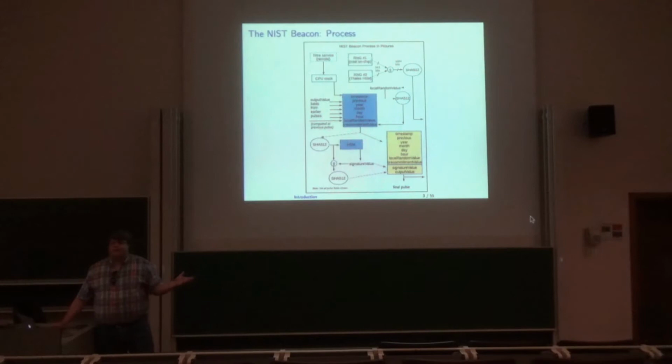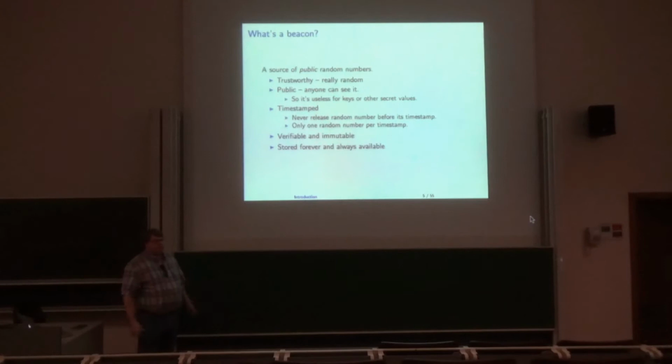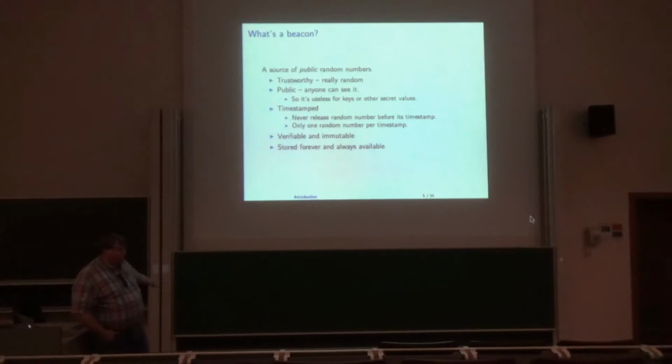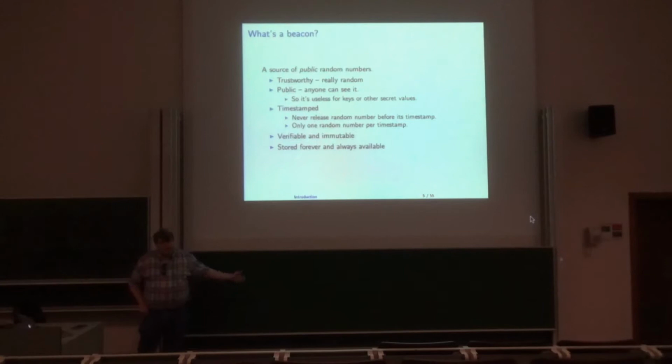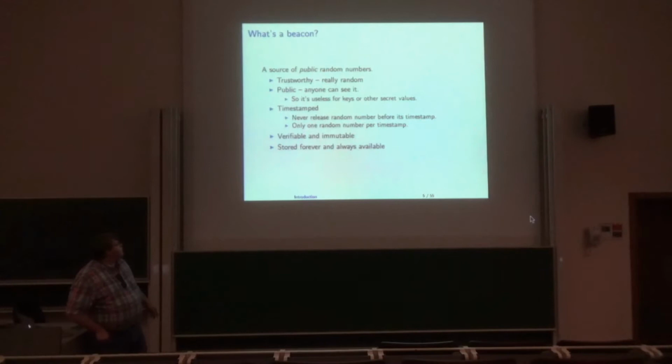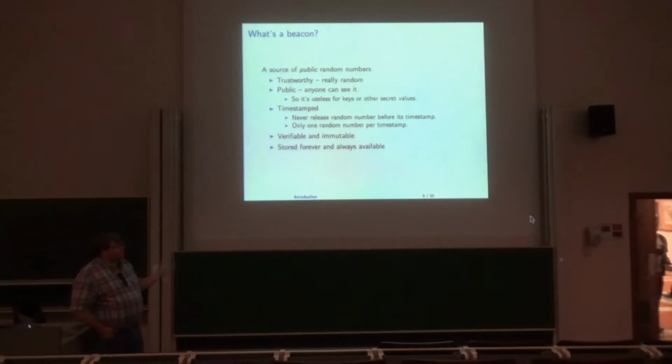So what's a beacon? Normally when we talk about random numbers, we talk about random numbers we want for private things, like keys or nonces. In this case, we want public random numbers. So a beacon is the source of public random numbers. We want it to be trustworthy, obviously. We want it to actually be random. We really want this property that we know when the number became available. So there's a timestamp on this random number, and it's never released before the timestamp.